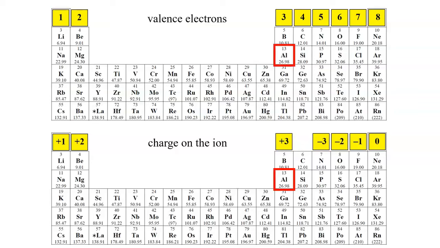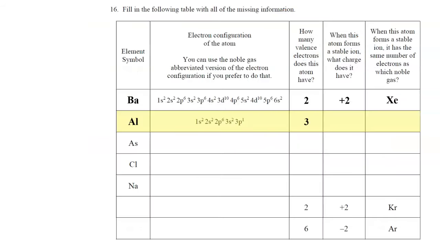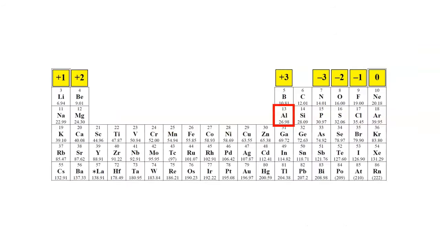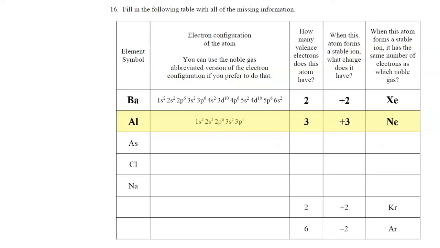Aluminum is located in group 13. It has 3 valence electrons, and it normally forms an ion with a charge of +3. So 3 valence electrons, and the charge on the ion is +3. Now for the noble gas, aluminum loses 3 electrons to become an ion with a charge of +3. That means that the total number of electrons changes from 13 to 10. And so 10 is the number of electrons for the noble gas neon, which has the elemental symbol Ne.